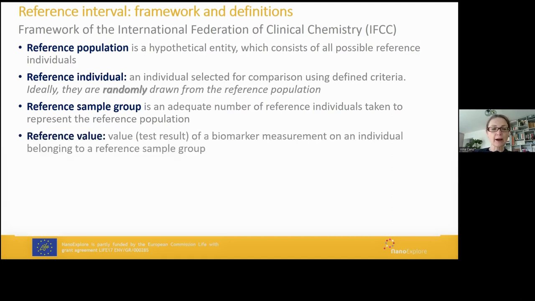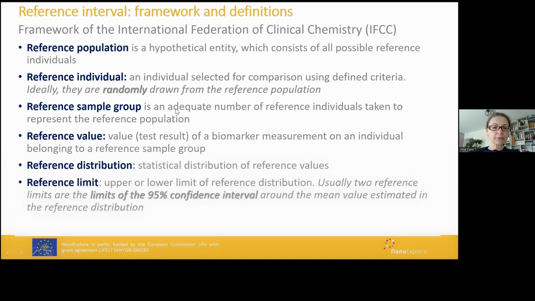So when we have our reference sample with a sufficient number of individuals, we can measure the biomarker, and the values or test results of the biomarker measured in every individual participant will constitute a distribution of our reference values, which is called in this case the reference distribution. So it is just a statistical distribution of the values measured in our reference sample group.